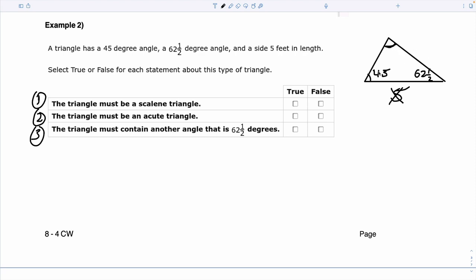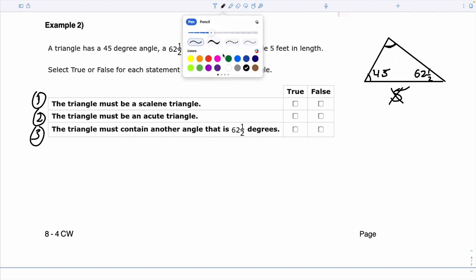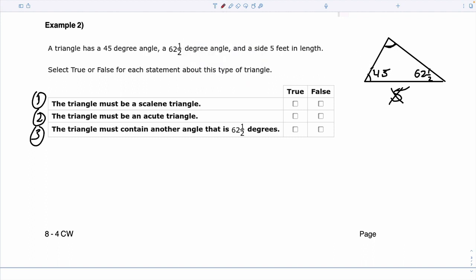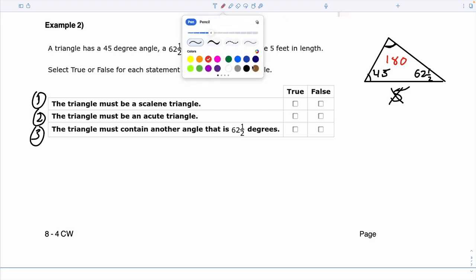If I told you that there's a rule for all angles in a triangle, does that ring a bell? If you add up every angle in a triangle, what does it have to add to? Avery. Close. That's a quadrilateral. Aiden? It's got to be 180. So let's use this rule, and we're going to do more of this tomorrow because I skipped a lesson with you guys. If I add 45 plus 62.5, what do I get?